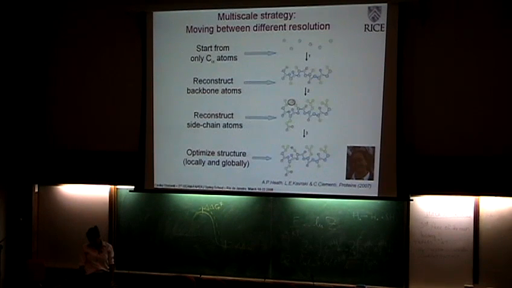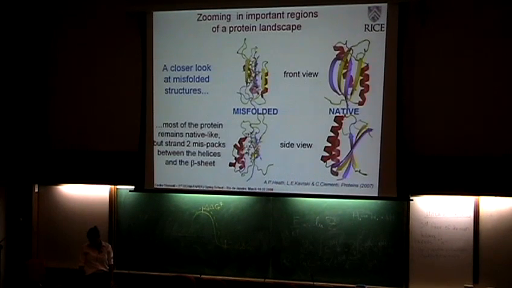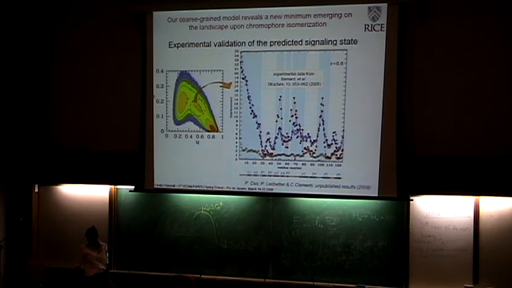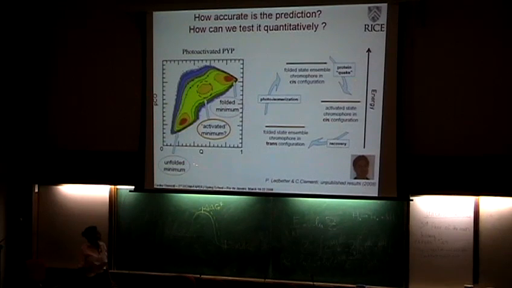And to go back to, I think I mentioned yesterday, we are now working in progress to do the same thing with photoactive yellow protein. This is the last thing I presented yesterday. We have these, and this is the work of Paul, who's here in the audience. We have this prediction for the activated state of this protein.